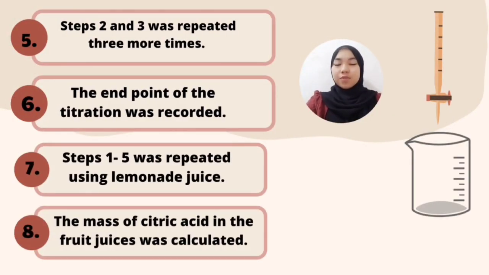Next, steps 2 and 3 were repeated 3 more times. Step 6 is the endpoint of the titration was recorded. Step 7, steps 1 to 5 were repeated using lemonade juice. And the last step is the mass of citric acid in the fruit juice was calculated. So now, let's watch this video.